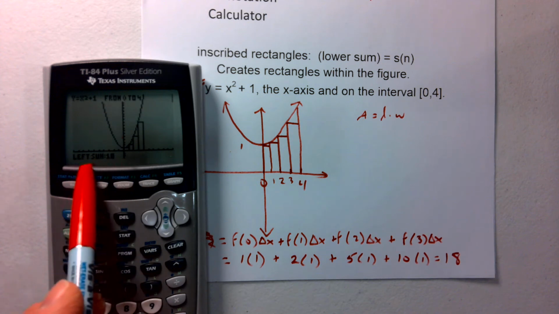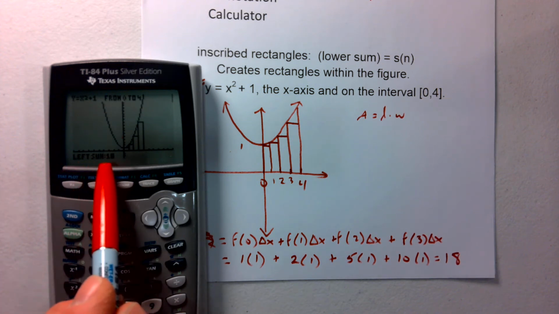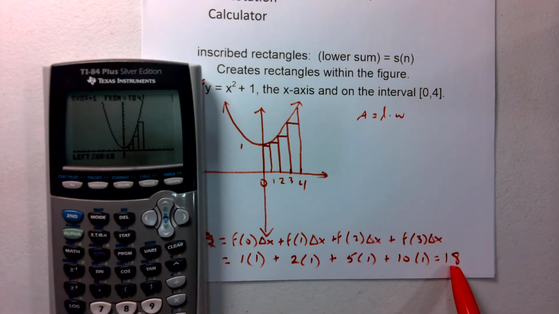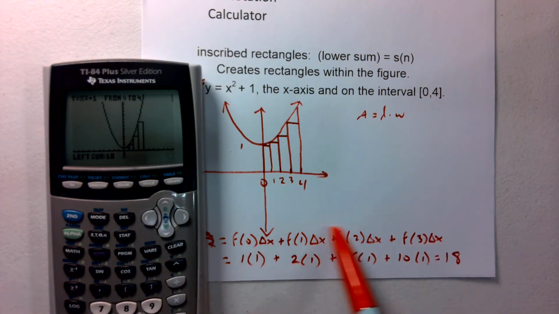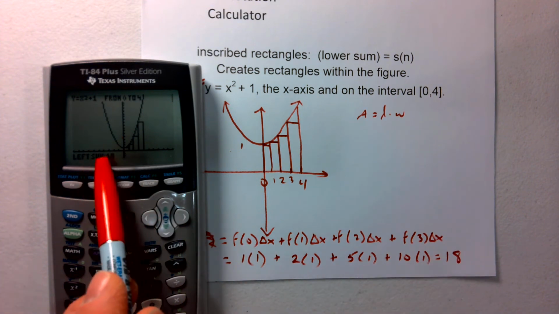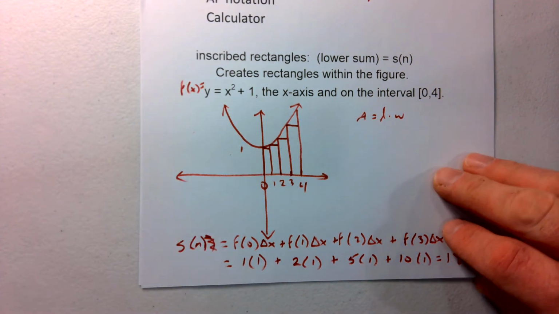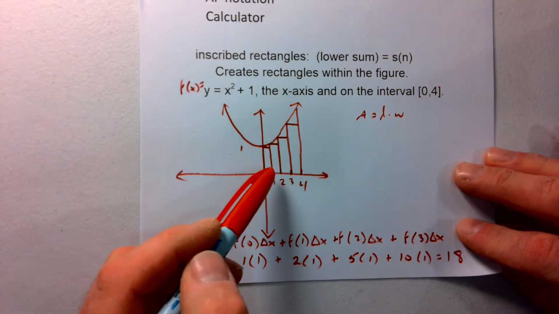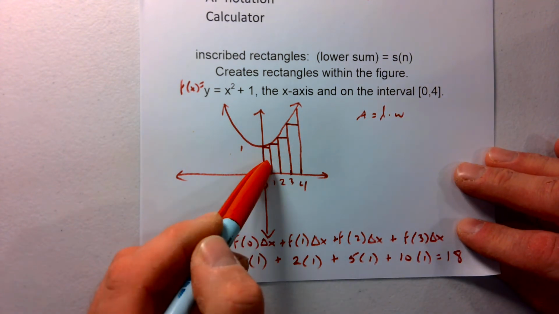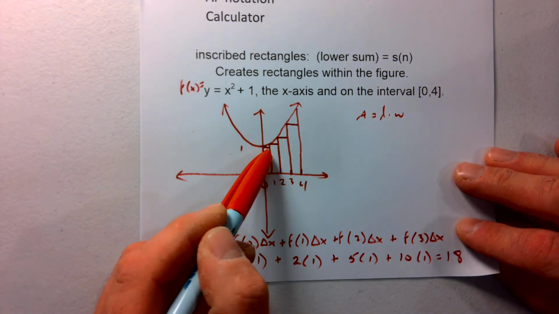It says left sum. We'll talk about left sums and right sums in a little while. But it gives us that sum of 18, which is what we had here. So make sure that after you write this equation and you solve it, that you go ahead and get that left sum for our inscribed rectangles. And there we've created rectangles within our figure.